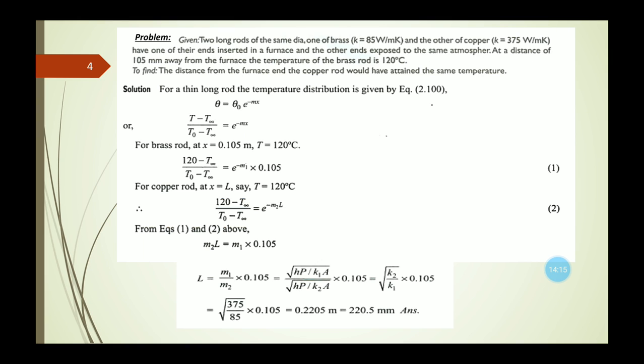Now putting all these values in this relation, we have calculated the value of this L. We are getting it as 220.5 millimeter. So this is the distance from the furnace end at which the copper rod would have attained the same temperature. So this is the procedure by which we have discussed this numerical.